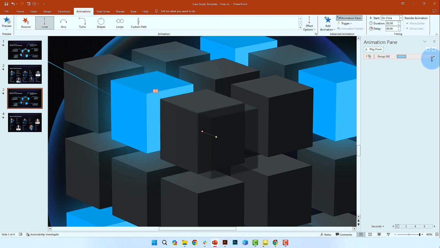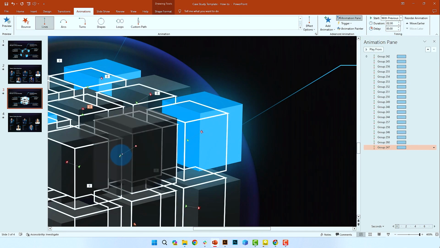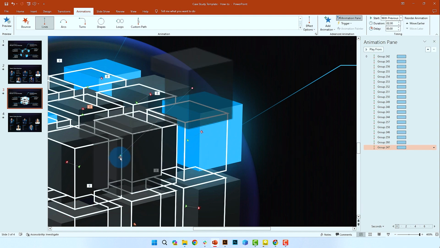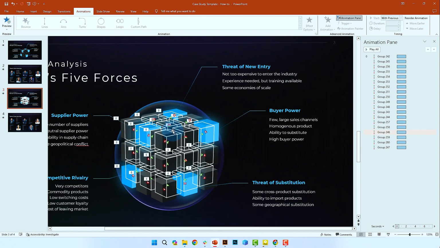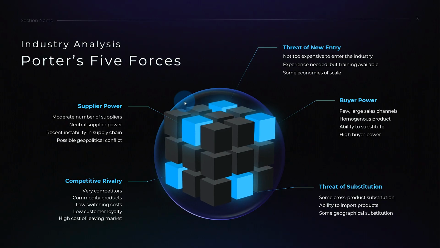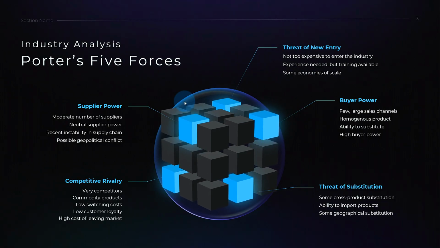And we're going to change the animation setting so then it starts not on click, but with previous. That way the animation plays automatically. Then we will apply the same setting and same animation path to all the other cubes. So the final animation for the cubes should look something like this, expanding from the center outward.